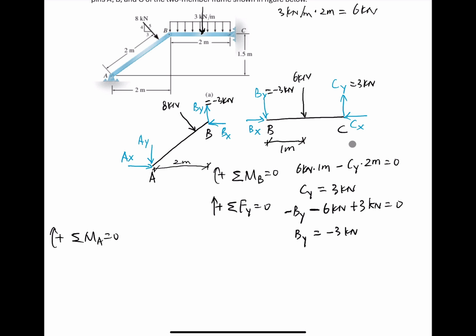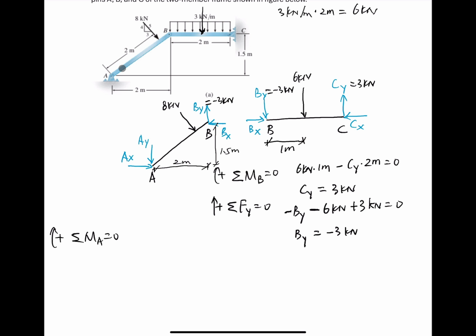It's 2 meters. Here is 1.5 meter. And the distance from the point of 8 kilonewton to point A is 2 meters. Okay. So now we write down the bending moment equation of equilibrium.